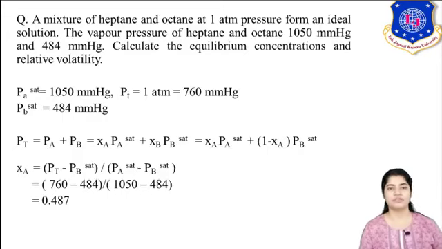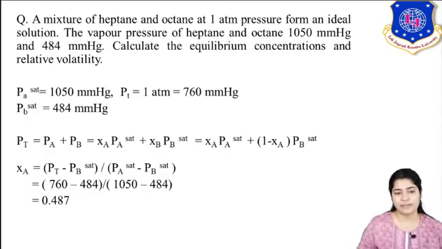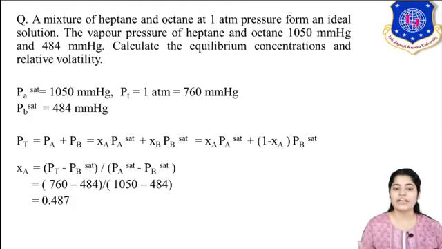Now moving forward with the first question. Read the question thoroughly. A mixture of heptane and octane at 1 atm pressure forms an ideal solution. The keyword here is ideal solution. It means you can apply Raoult's law. The vapor pressures of heptane and octane are given, so PA sat and PB sat are 1050 mmHg and 484 mmHg. Now calculate the equilibrium concentrations and relative volatility.